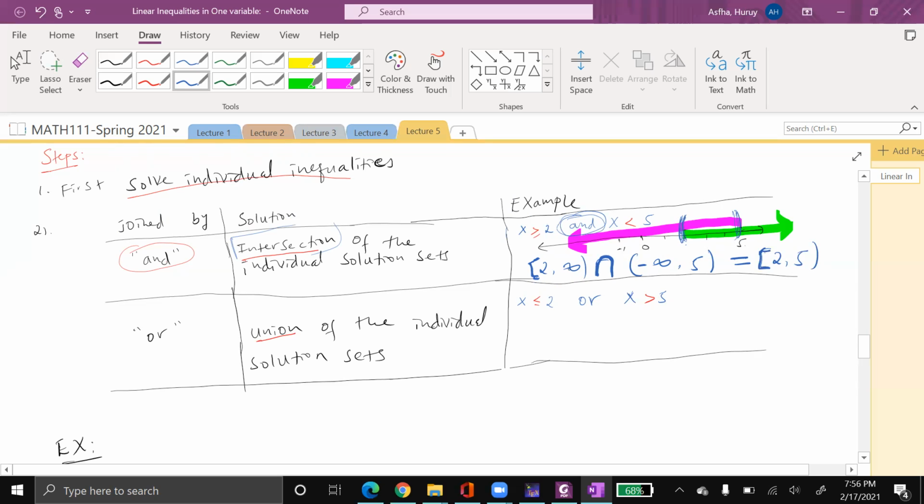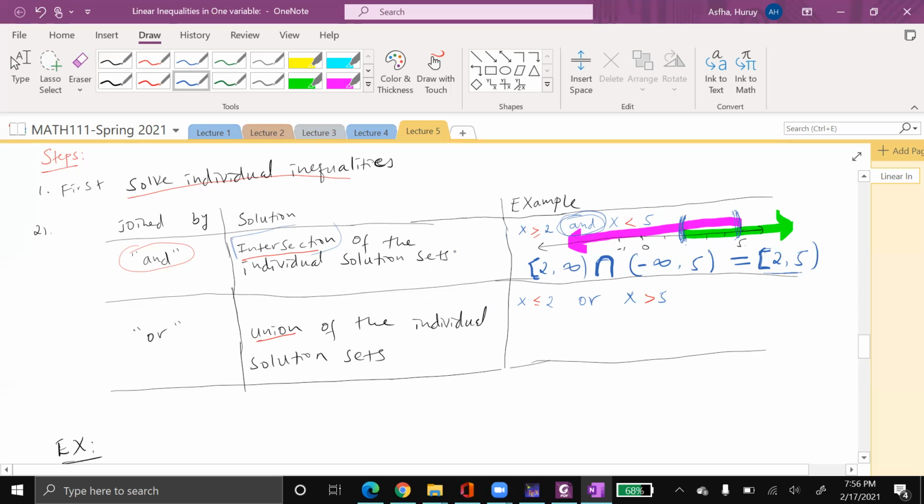So the best way to see this kind of intersection is to use this line, okay? Otherwise, if you are comfortable with this, it's okay. You can, of course, figure out what the intersection is. But if you draw both intervals, if you put them on this number line, then clearly you can see where they overlap. And that's where your solution is, okay?